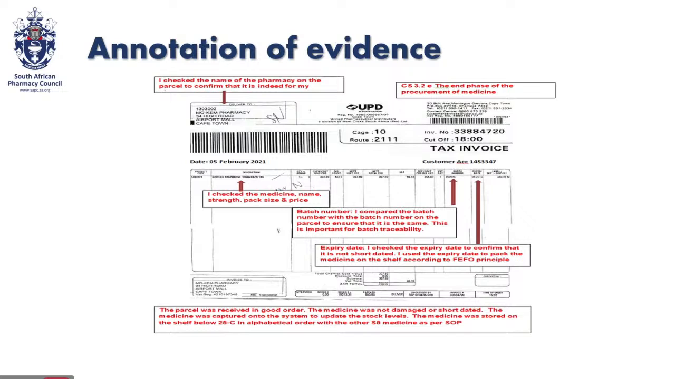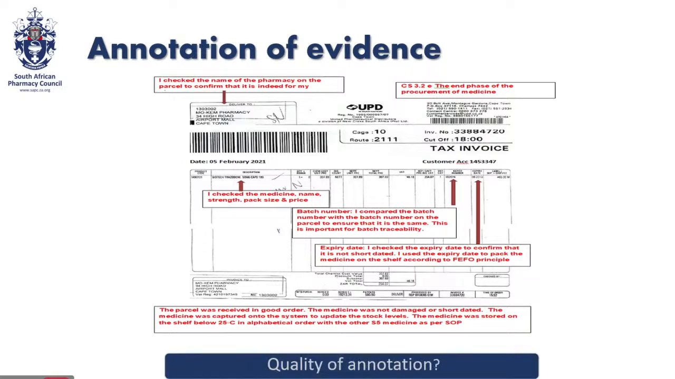At the bottom, you can see the parcel was received in good order, which is very important. The medicine was not damaged or short-dated. It was captured onto the system, and the medicine was stored on the shelf below 25 degrees. So you can see this invoice now has meaning, and I know exactly what the intern did with this invoice. So if we talk about the quality, this is good quality annotation. It's linked to a behavioral statement, and it has meaning.